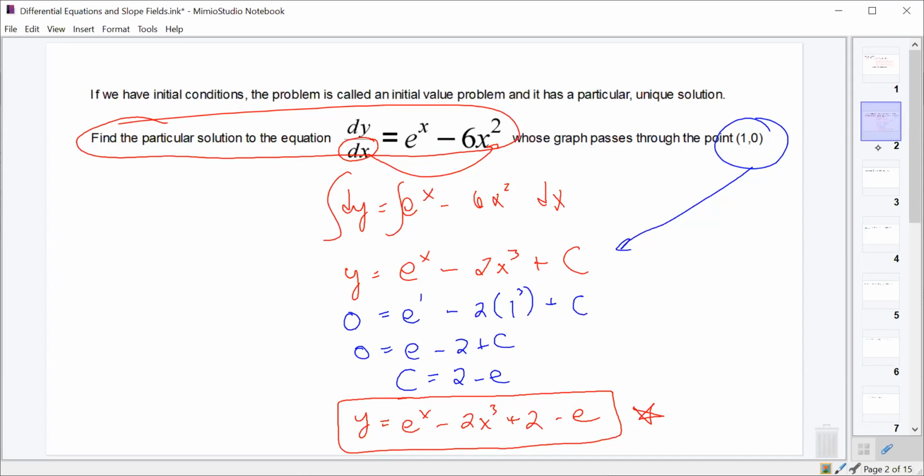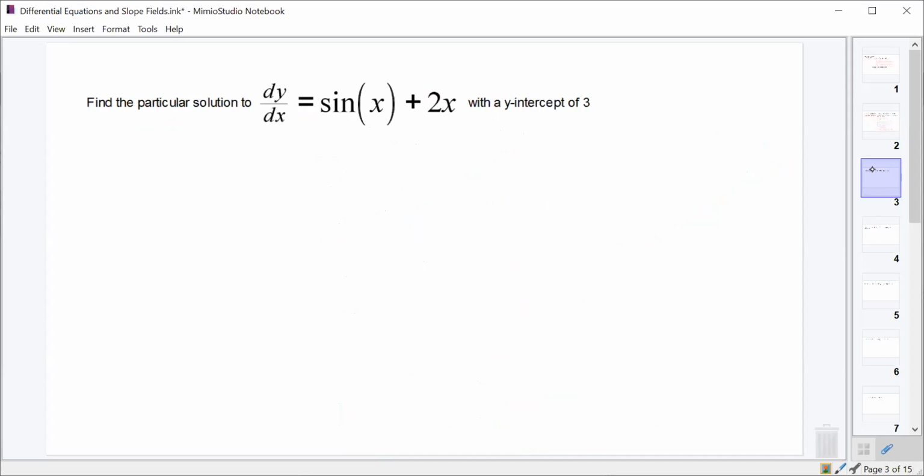But this should be pretty straightforward, is my hope. So we're going to do the same thing here. We're going to bring the dx over and we're going to integrate. And we want to have a y-intercept of 3 for our final solution, which means that when x is 0, y is 3. And so we integrate the dy to give us y. The dx is over here.